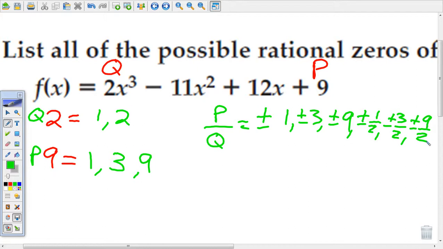So should I just randomly start plugging these numbers into my synthetic division? Or is there something else I could do to narrow the list down a little bit? Yeah, do Descartes' law of signs. Let's narrow the list down before you get started, because the last thing you want to do is try all of these. 1, 2, 3.